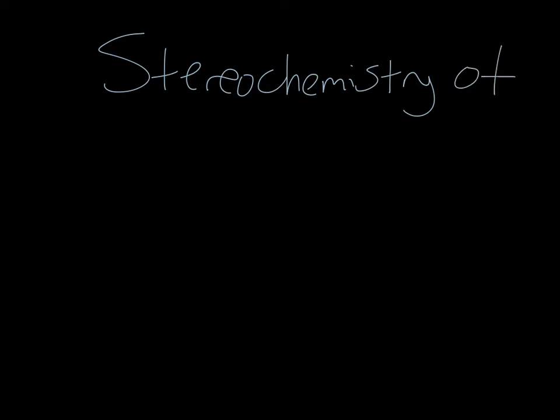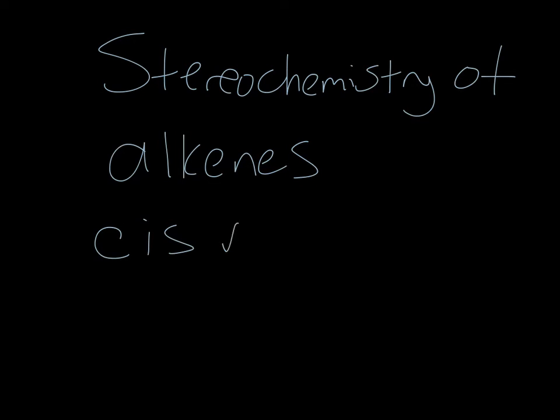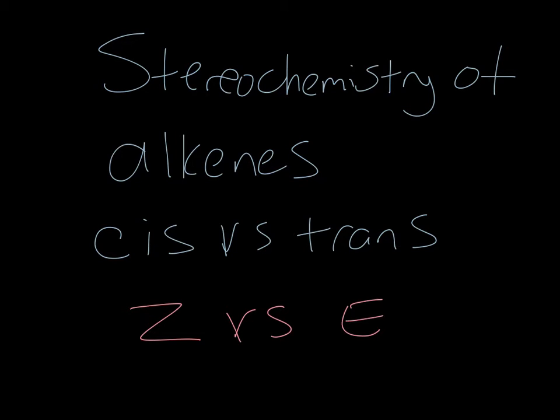So in this video we're going to look at assigning stereochemistry to double bonds or alkenes. And we've talked about this briefly before by looking at cis versus trans alkenes, and we're going to move on to looking at Z versus E alkenes. This is just a little bit broader of a description, and it allows us to assign stereochemistry easily to alkenes, even if they don't have symmetrical groups on them.